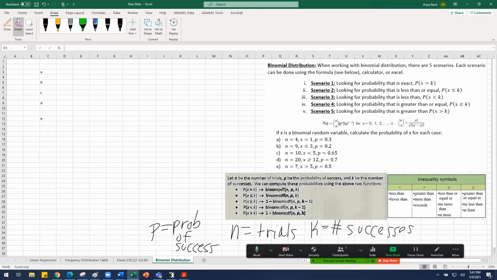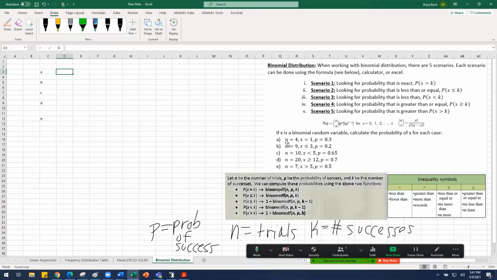So let's go ahead and do Excel formulas first. And then I'll jump in and show you how to do it in the calculator at the same time. The question says, if X is a binomial random variable, they want to calculate the probability of X for each of the cases.